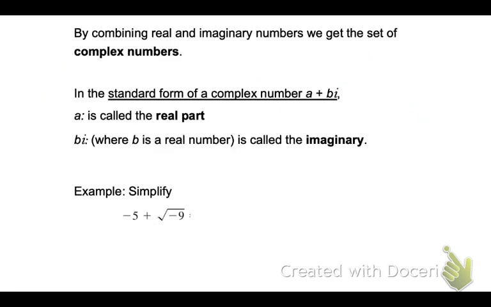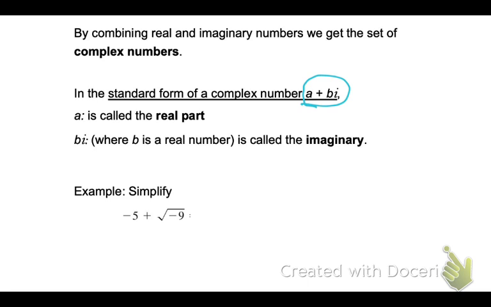So, complex numbers. Complex numbers are a combination of imaginary and real. So the standard form of a complex number is a plus bi. Your imaginary part always comes to the back. A is real, so it's called the real part. B is a real number, and i is an imaginary number, obviously, so it's called the imaginary part. You guys remember doing this? Yes.